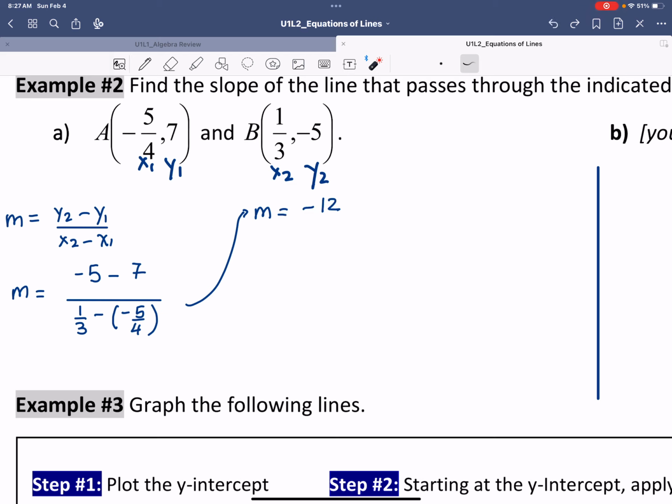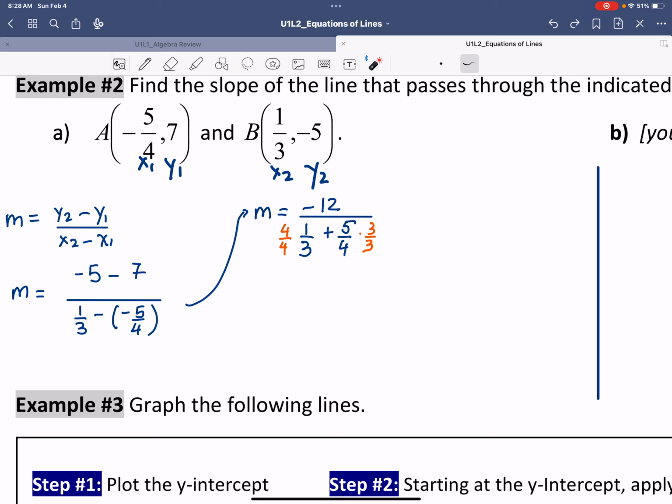So we have the slope equal to negative 12. The numerator can be simplified. And in the denominator, we have 1 over 3 plus 5 over 4. We need to add these two fractions. As you can see, we cannot add them right away because the different denominators do not allow us to add fractions. So we have to make the denominators the same.